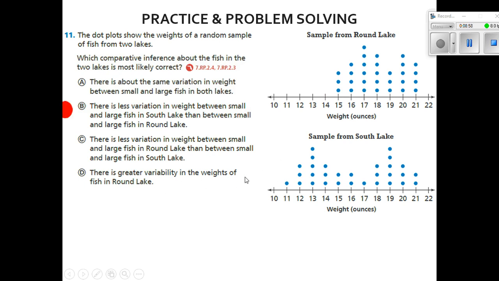Well, C was the obvious answer. There is less variation in weight between small and large fish in Round Lake than between small and large fish in South Lake. Remember we talked about that range. 21 minus 15 is just 6, while 21 minus 11 is 10. That range is farther out in South Lake than it is in Round Lake.